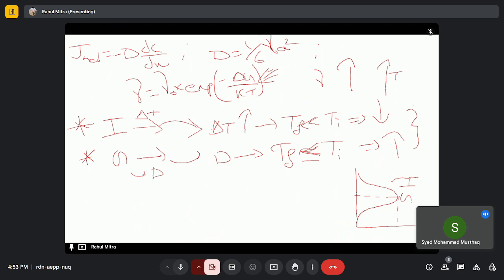But this is my growth rate, this is my nucleation. So a higher nucleation rate will be obtained at lower temperatures, and higher growth will be obtained at higher temperatures or near the melting point. So the higher the undercooling, the more is the nucleation.